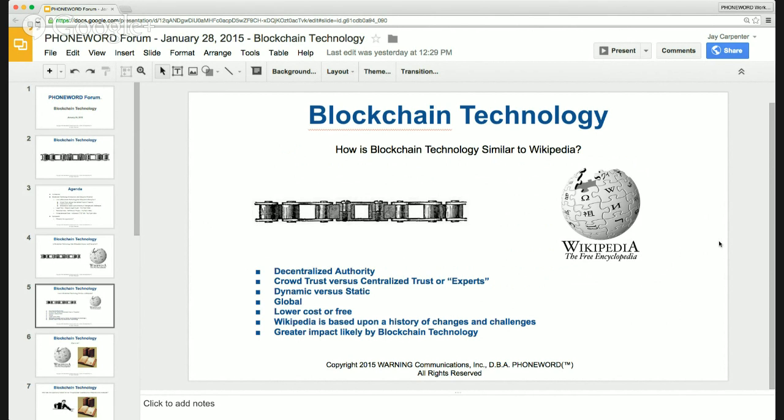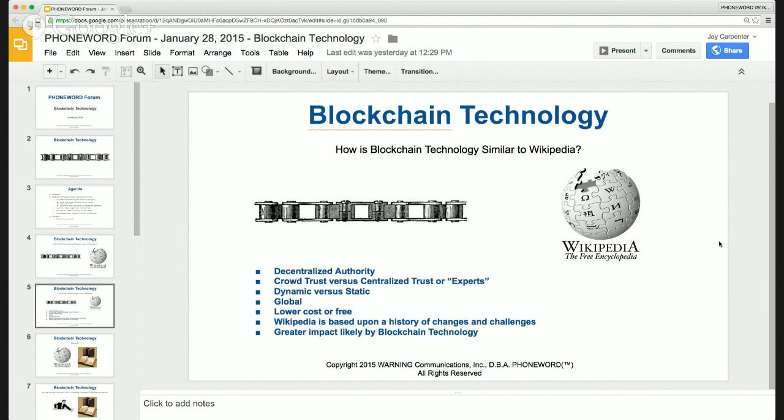Another factor the two have in common is that blockchain and Wikipedia represent a lower cost or free platform for this trust, either trust of knowledge or trust of currency or trust of transactions in the case of blockchain. The next element I think they share in common is that Wikipedia is based upon a history of changes that are always being challenged. Well, the same is true in blockchain. You've got multiple participants in the Wikipedia platform and blockchain that are following the history of changes and challenging those changes.